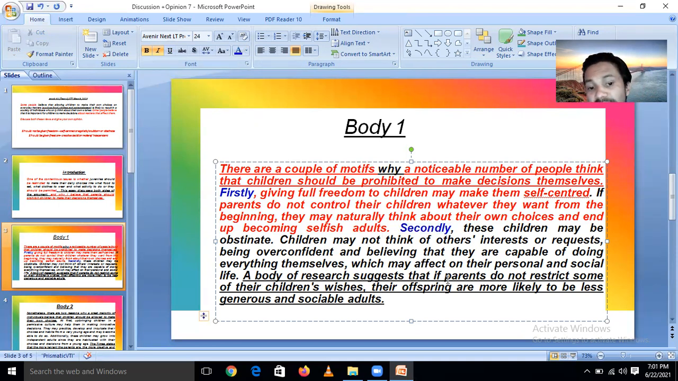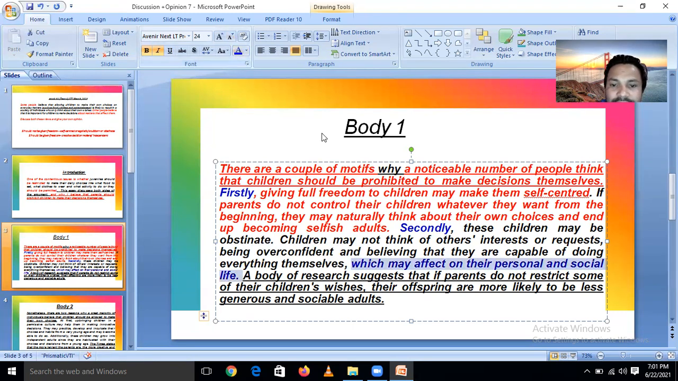These children may be obstinate or stubborn. They may not think of others' interest or request. Being overconfident and believing that they are capable of doing everything themselves, they may have this sort of sense, which may affect their personal and social life later on.